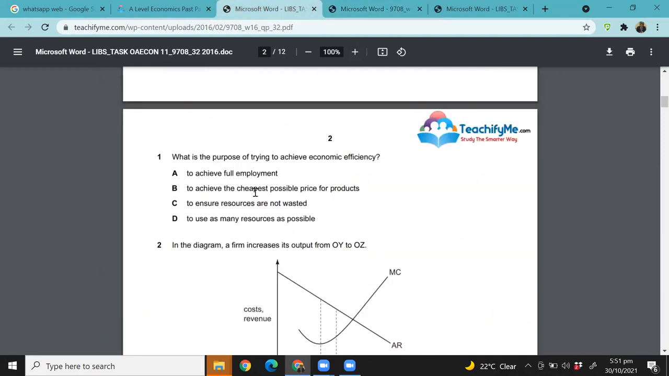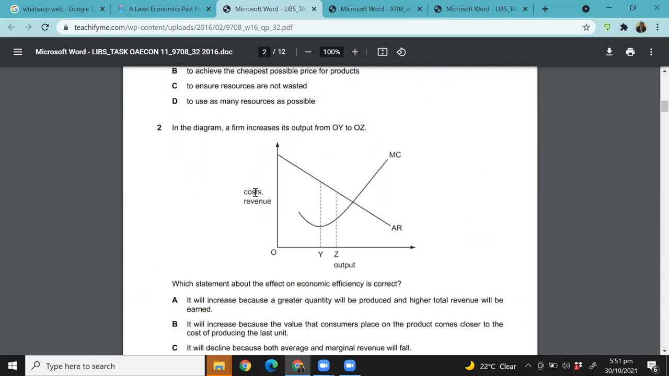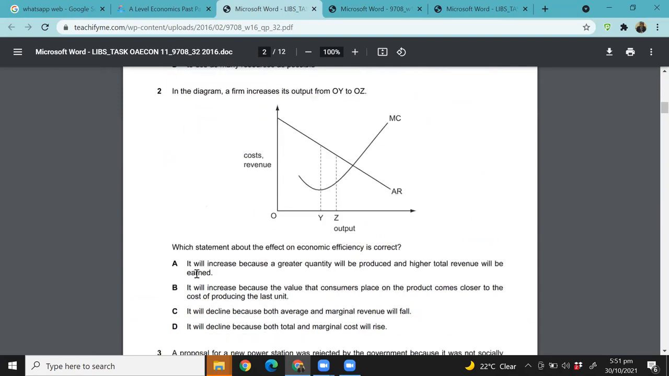Okay, great. The next question says, in the diagram, the firm increases its output from OY to OZ. This is Y and this is Z, right? So if it's increasing its production from OY to OZ, which statement about the effect on economic efficiency is correct?